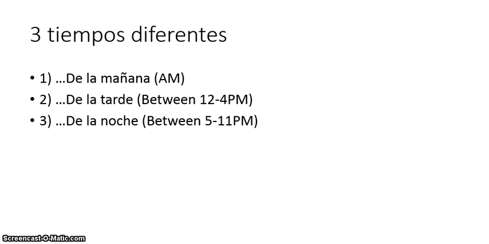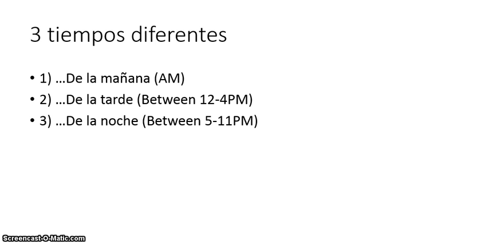So up until now, we've just learned how to state what the time is and not say if you're talking about AM or PM, for example. En español hay tres tiempos diferentes. So we can say something in the morning, so de la mañana, so that would be like AM. De la tarde, which is in the afternoon, between about 12 and 4, give or take at your own discretion. Y número tres, de la noche, between 5 and 11 p.m.